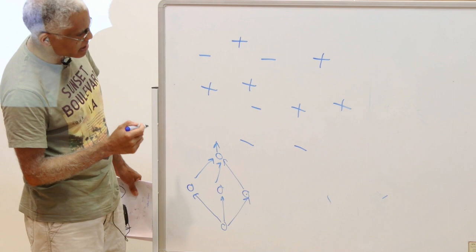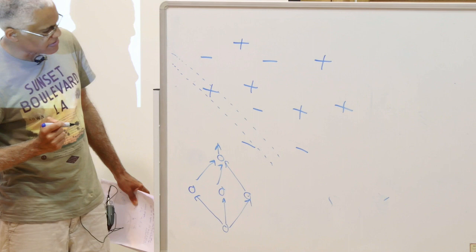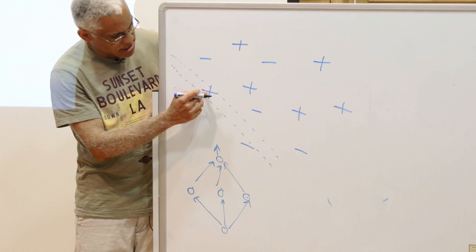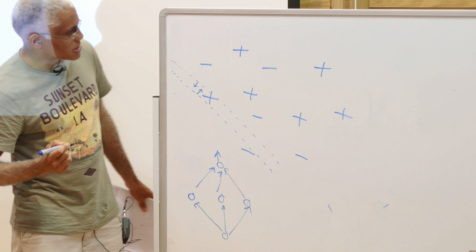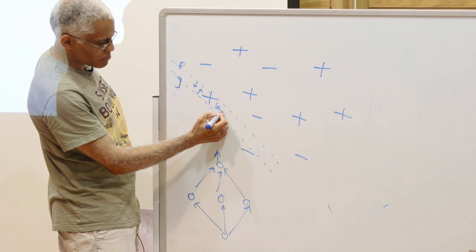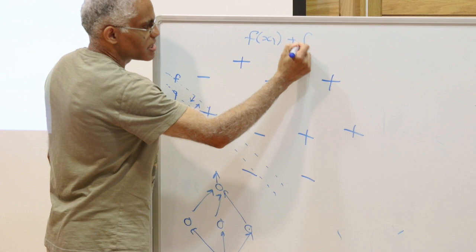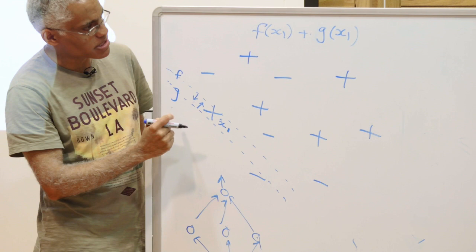Here's one thing I can do. Take this positive point, and say there's a half space here and a half space here. This point is uniquely distinguished from all the others by being on this side of this half space and on that side of that half space. Let the linear classifier here be f and this be g. We'll call this point x1. Then f(x1) plus g(x1): this linear classifier gives 1 for this point because it's on the right side of the hyperplane, and this one gives 1 for this point as well. So this is equal to 2.